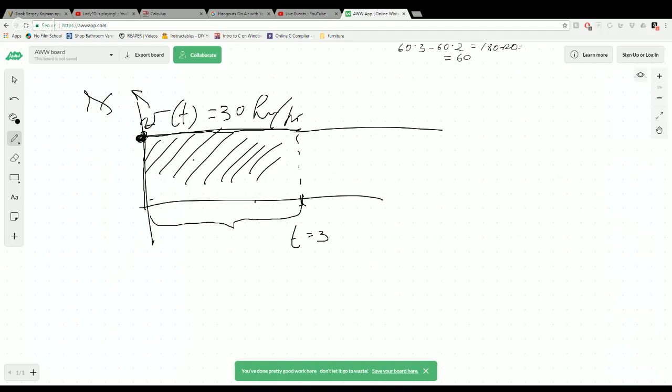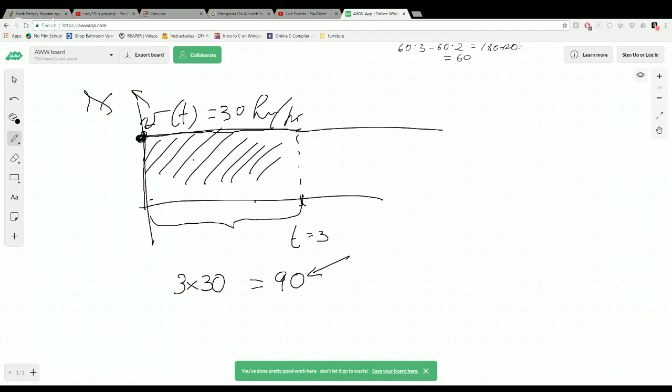What is the base? It's 3, right? And what is the height? Well, the height is 30. So I do 3 times 30. That is the area of this rectangle, and that is 90. So how many kilometers have I covered after 3 hours? I've covered 90 kilometers. Okay, fine.